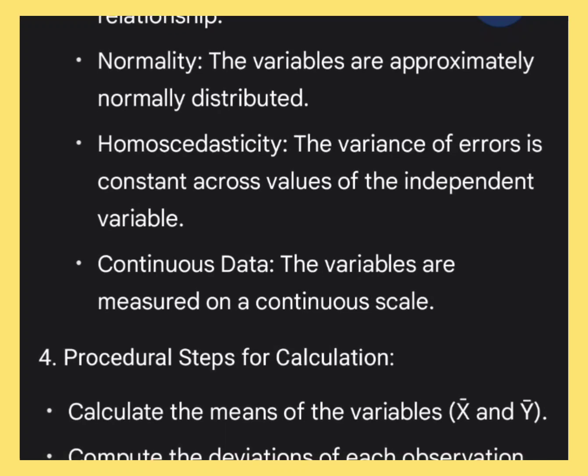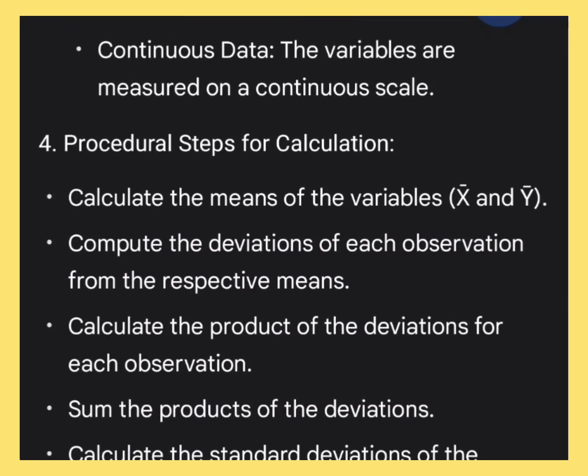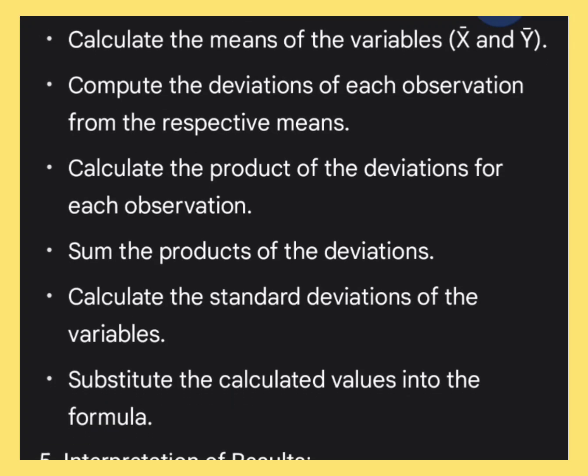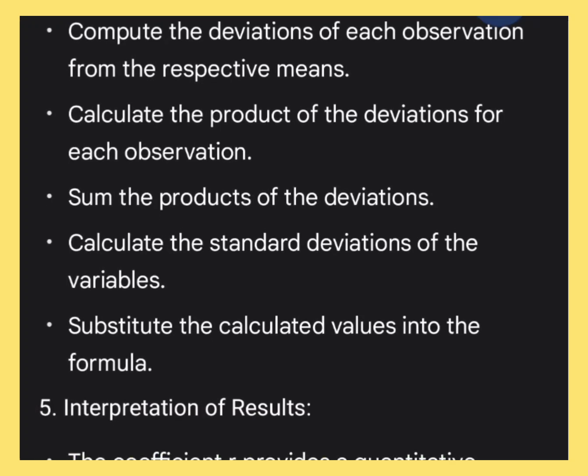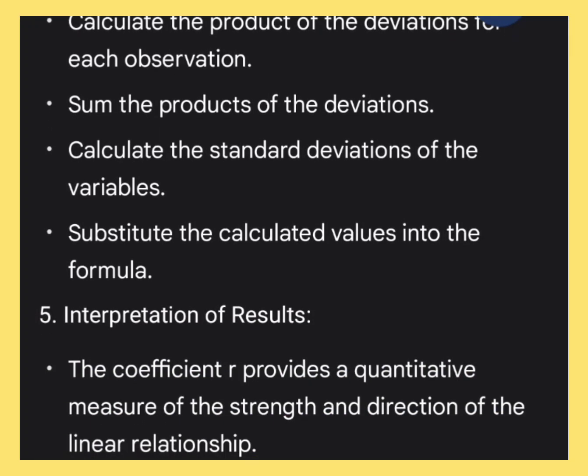4. Procedural steps for calculation. Calculate the means of the variables, x bar and y bar. Compute the deviations of each observation from the respective means. Calculate the product of the deviations for each observation. Sum the products of the deviations. Calculate the standard deviations of the variables. Substitute the calculated values into the formula.